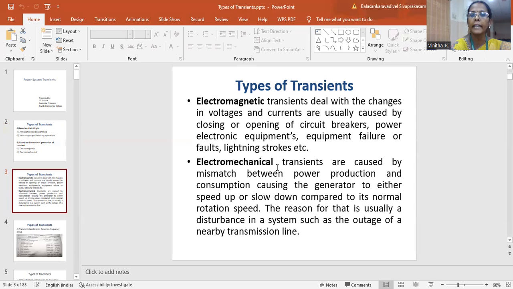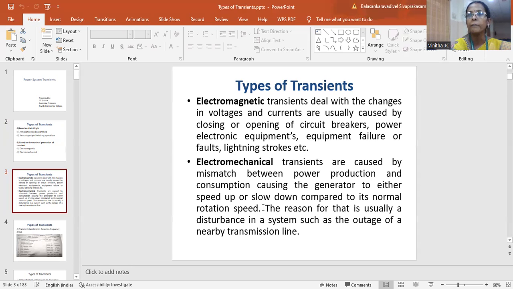Similarly, the electromechanical transients are created due to the effect of inductance, capacitance, as well as the mechanical parts in the power system. Here, the definition is given. The transients are caused by the mismatch between power production and consumption, causing the generator to either speed up or slow down compared to its normal rotation speed.